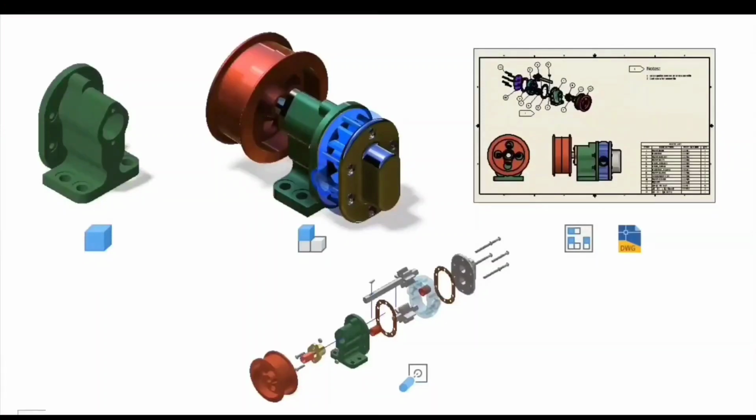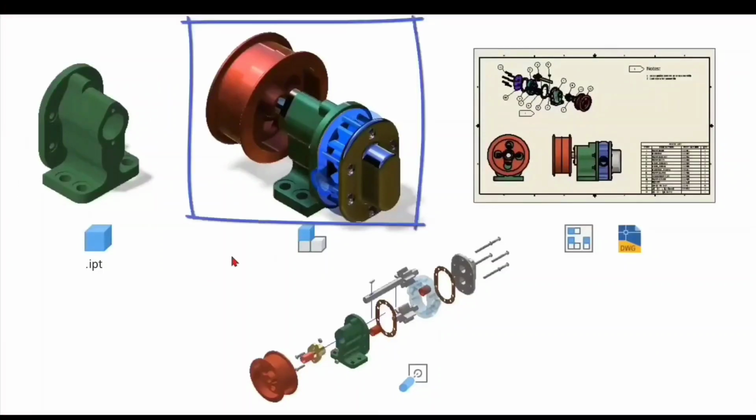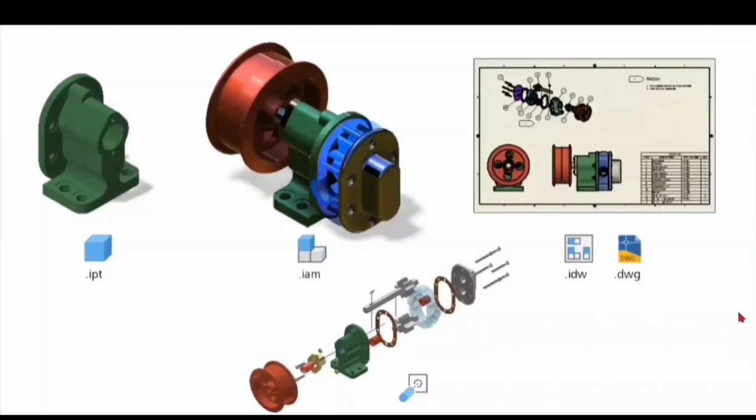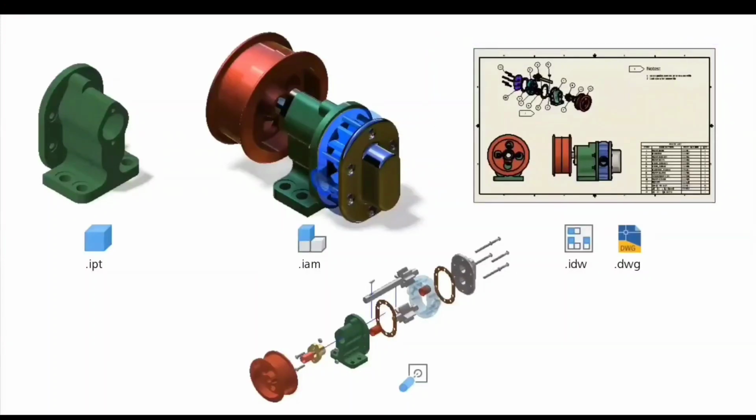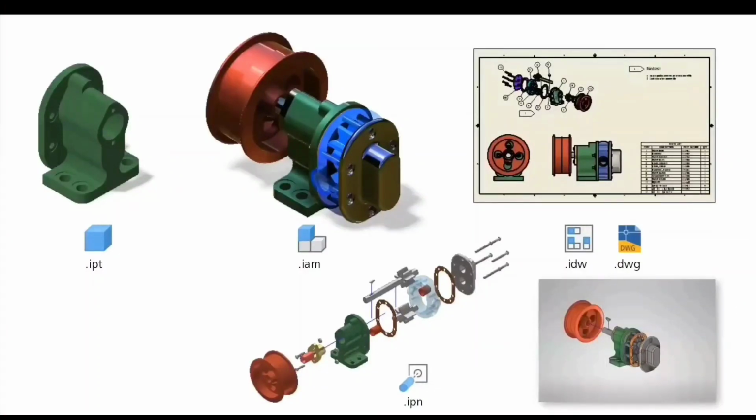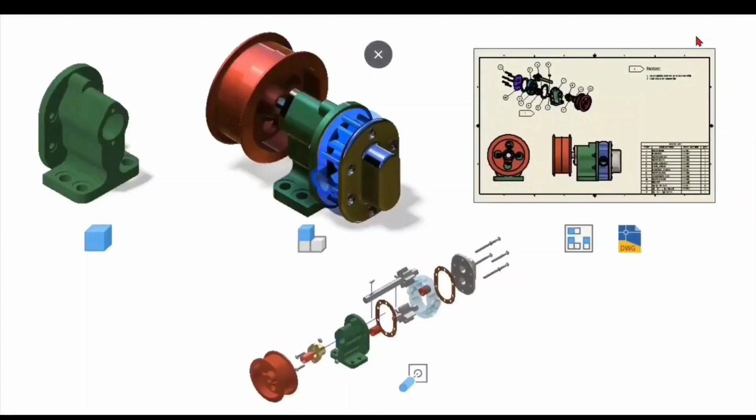First, we have the part file with .ipt extension. Second, we have the assembly files with .iam file extension. Thirdly, we have drafting documents with .idw or .dwg file extension. The fourth type, called presentation files, has a .ipn file extension. This is used for creating exploded projections and animations of assemblies.